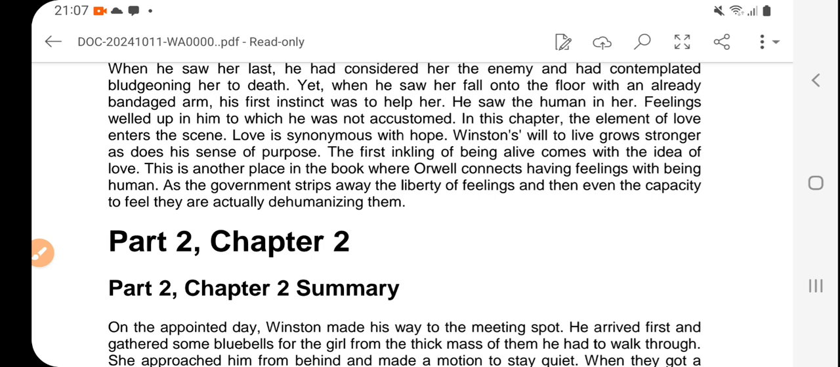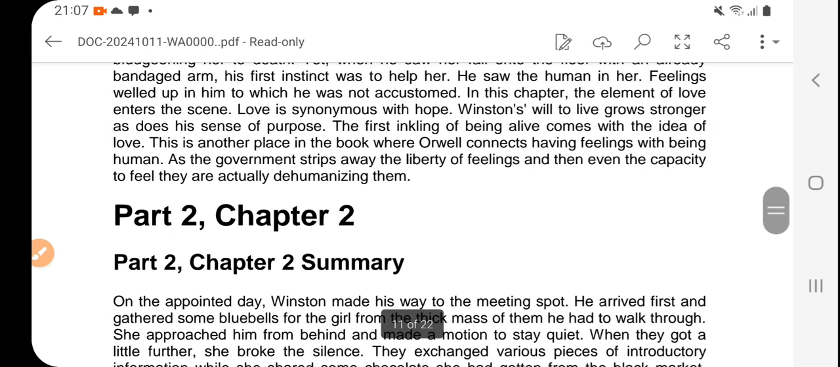One day she falls onto the floor, and Winston wants to help her. He saw the human in her, and he thinks that Julia is also a human being. Feelings welled up in him to which he was not accustomed. In this chapter, the element of love enters the scene.